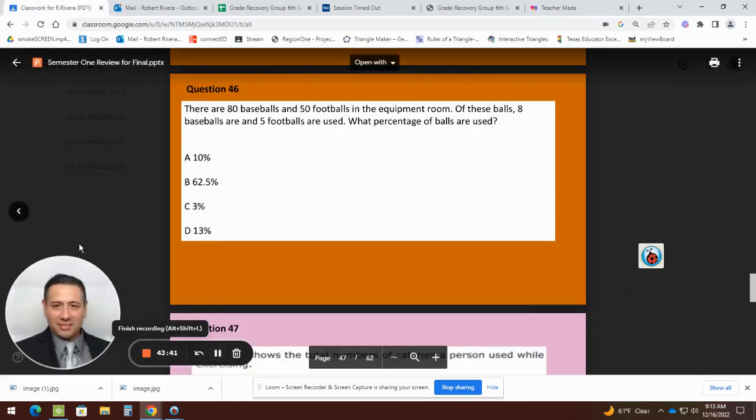There are 80 baseballs and 50 footballs in the equipment room. Of these balls, 8 baseballs and 5 footballs are used. What percentage of the balls are used? Okay, ready? Yes.